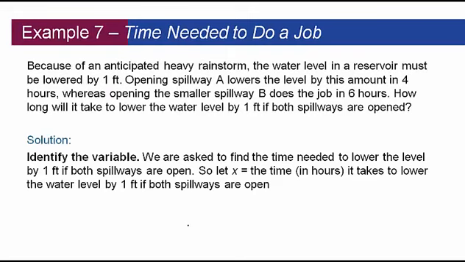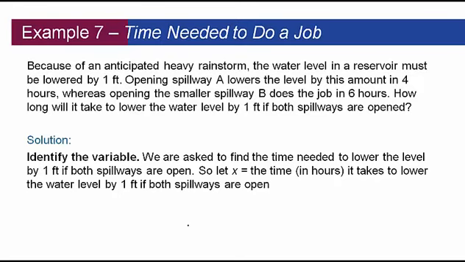Now, because of an anticipated heavy rainstorm, the water level in a reservoir must be lowered by 1 foot. Opening spillway A lowers the level by this amount in 4 hours, whereas opening smaller spillway B does the job in 6 hours. How long will it take to lower the water level by 1 foot if both spillways are open? Okay, so you can see that even though we don't have people, this is still a work-related question because each spillway can do a certain amount of work in a certain amount of time.